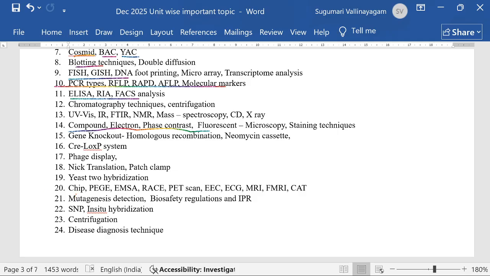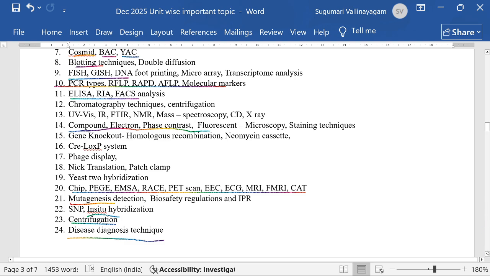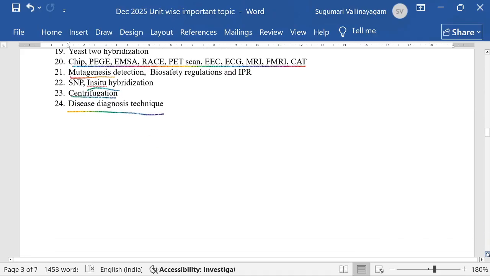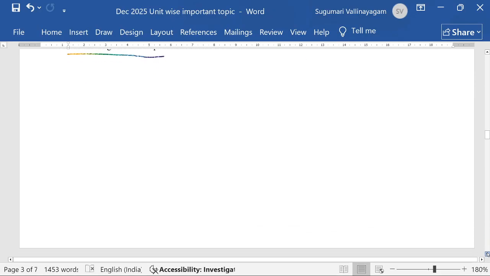And this physiology, how the biomedical methods are applied and used in our analysis. These are all the biomedical methods. And mutagenesis detection, in situ hybridization method, and here chromatography and centrifugation is another type. Diagnosis is also important: what kits or kit methods they are using for the diagnosis. And next, some important topics. Until this, it was the most important.